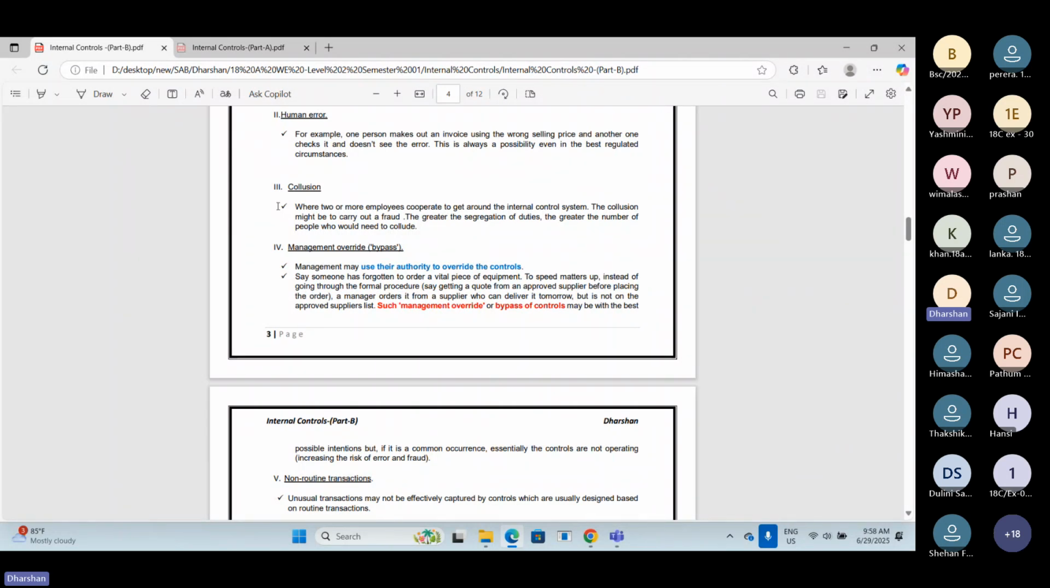Second scenario, let's say only 2 people are there. So that is also segregation of duty. 2 people involved is also segregation of duty. We can't say that is not a segregation of duty. That is also segregation of duty.